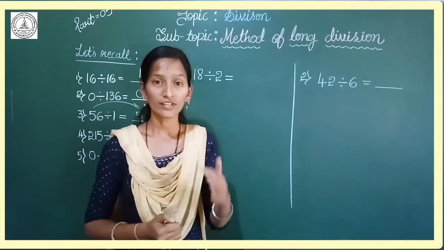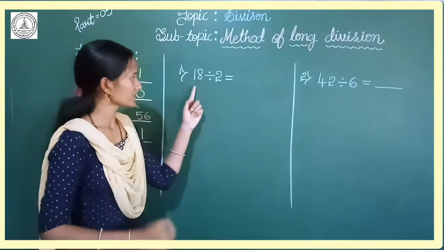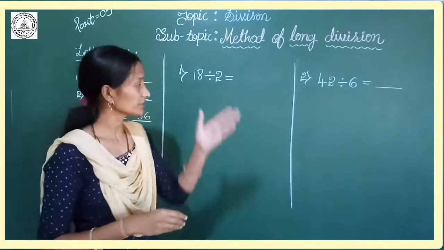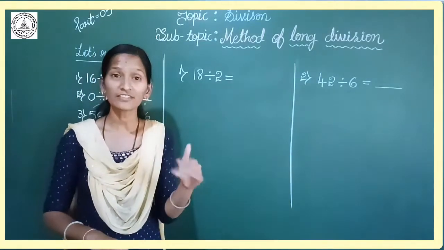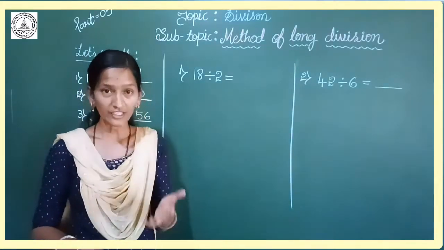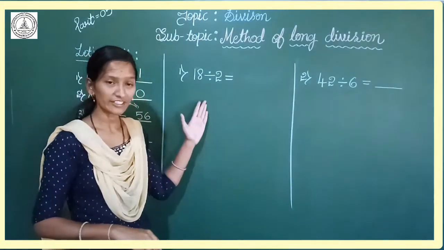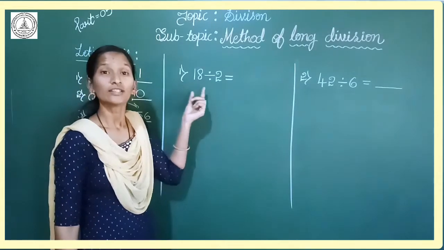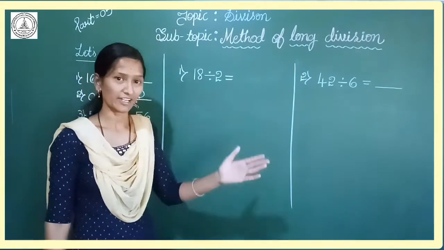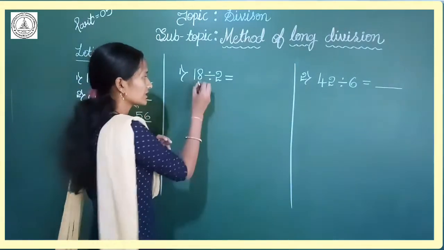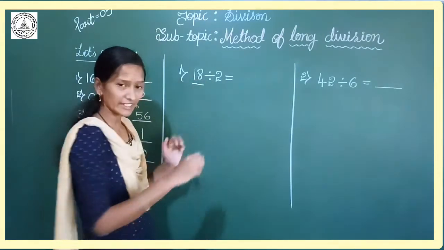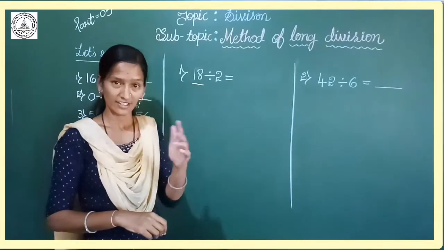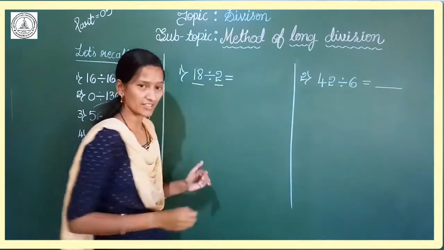Come to the first problem: 18 divided by 2. You already know which is the dividend and which is the divisor. What is the dividend? In this given problem, the starting number, or the bigger number, is the dividend. So here 18 is the dividend. And what about this 2? This 2 is the divisor.